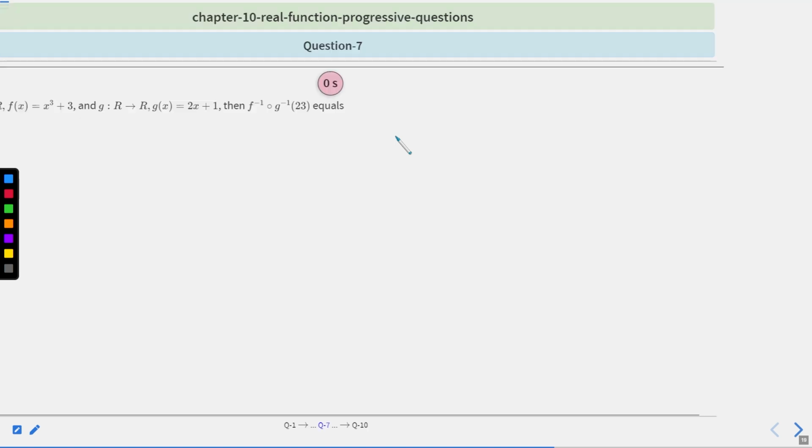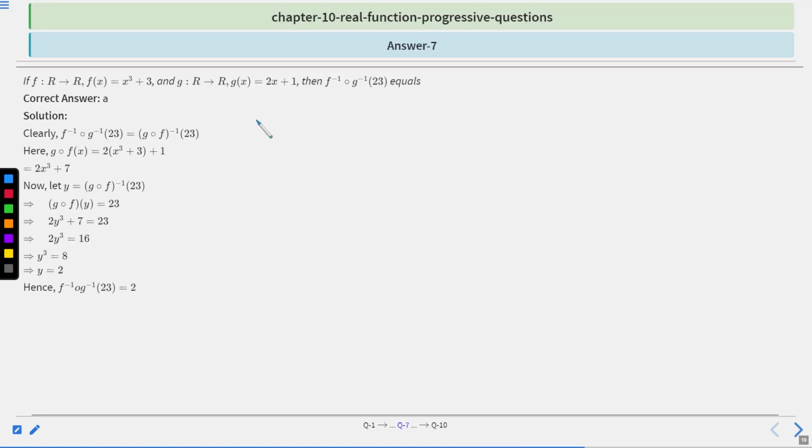Okay, let's move to the solution part. Clearly, f inverse of g inverse of 23 is basically (g o f) inverse of 23, right? We know the properties of inverse. So g o f of x is equal to 2, you can put 2x cube plus 3 plus 1, right? Which after solving we get 2x cube plus 7.